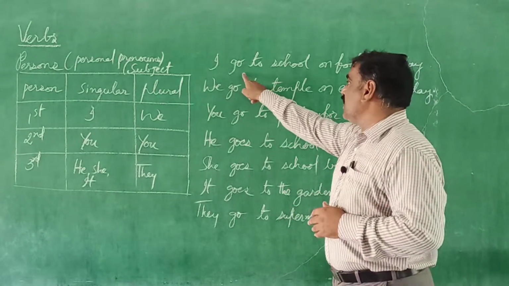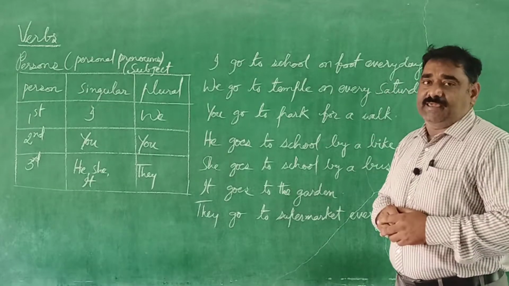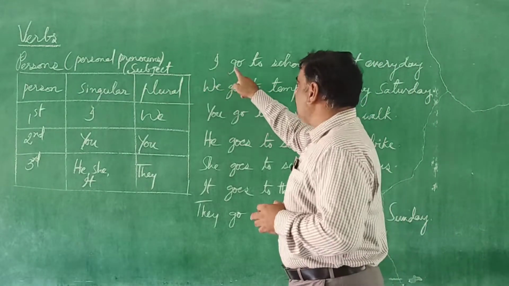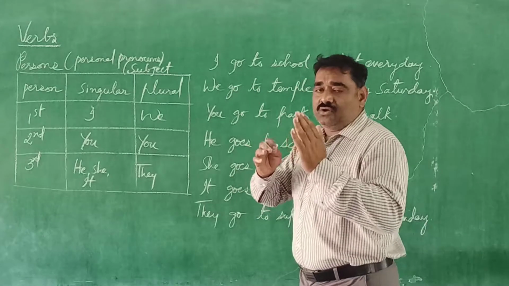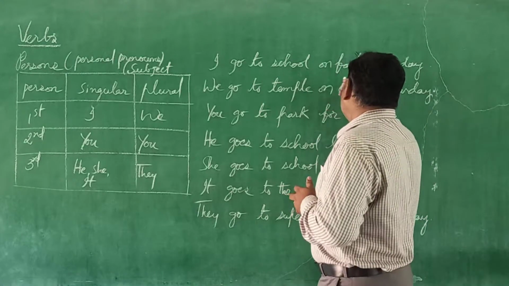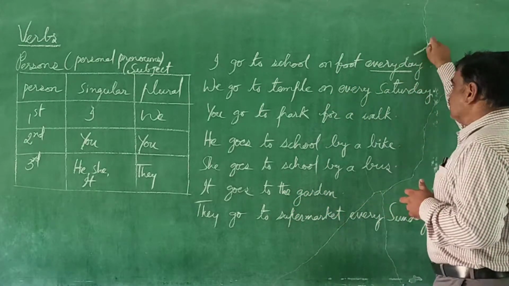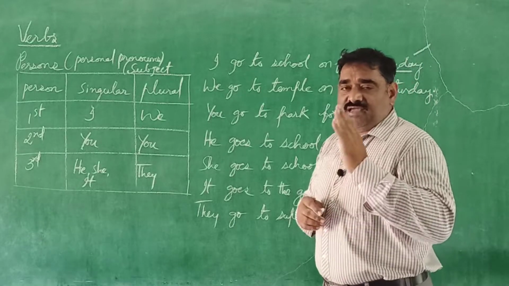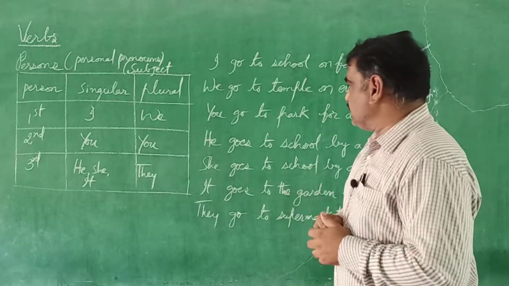Look at the first one. I go to school on foot every day. I go. I is first person singular, and go is also V1, the base form of the verb. Every day is a time expression that says it is a daily routine. It is considered a simple present tense.